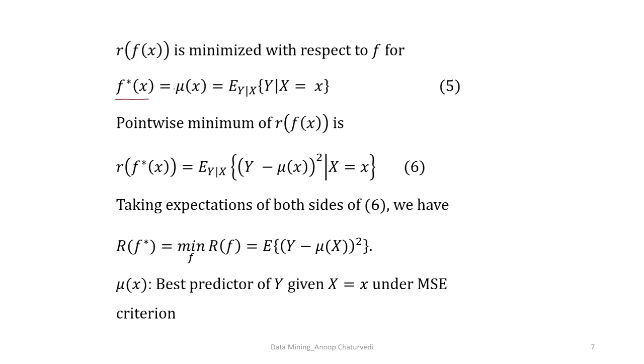This is the value of f which minimizes r f x. Then point wise minimum of r f x is, say, r f star x equal to expectation of y given x, y minus mu x whole square given x equal to small x. Again, when you take expectation of 6, we have r f star equal to minimum over f capital R f, which is equal to expectation of y minus mu x whole square. Now, mu x is the best predictor of y given x equal to small x under MSE criterion.